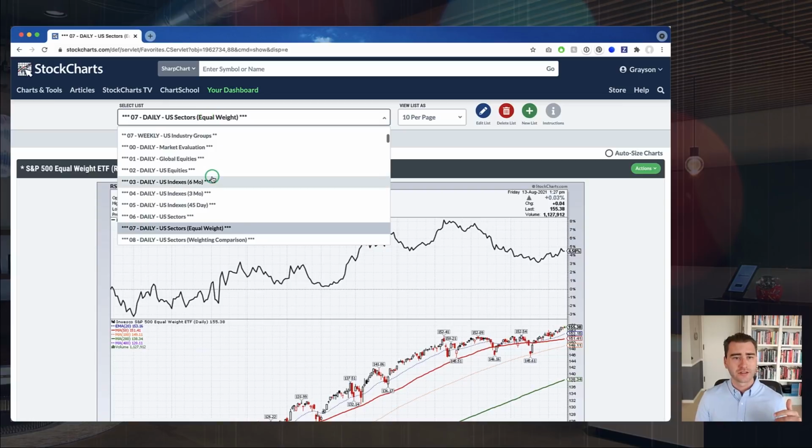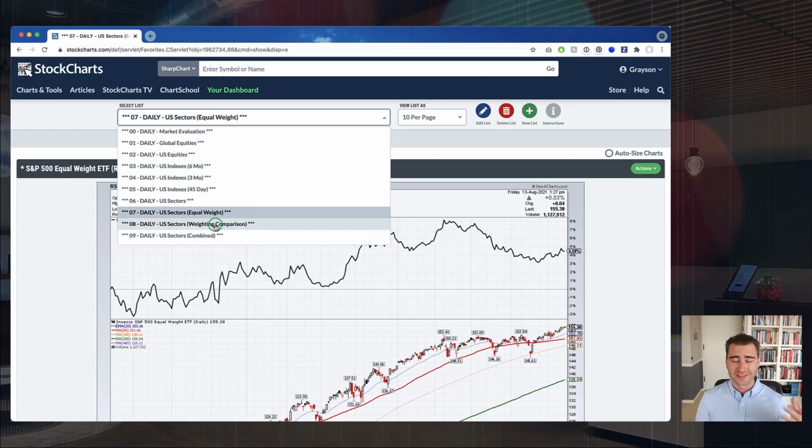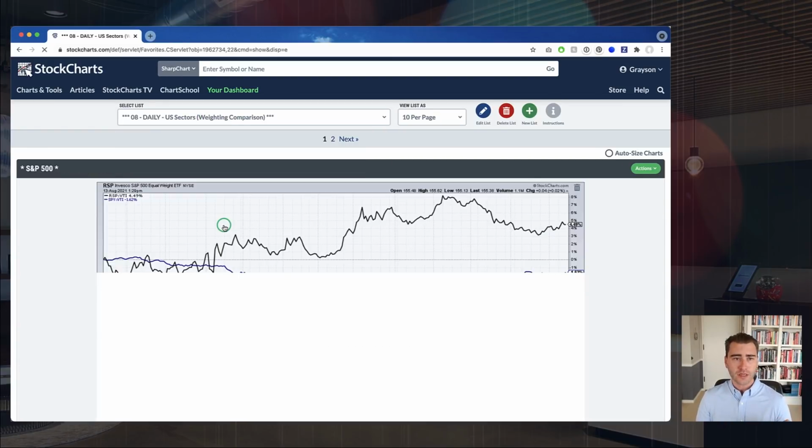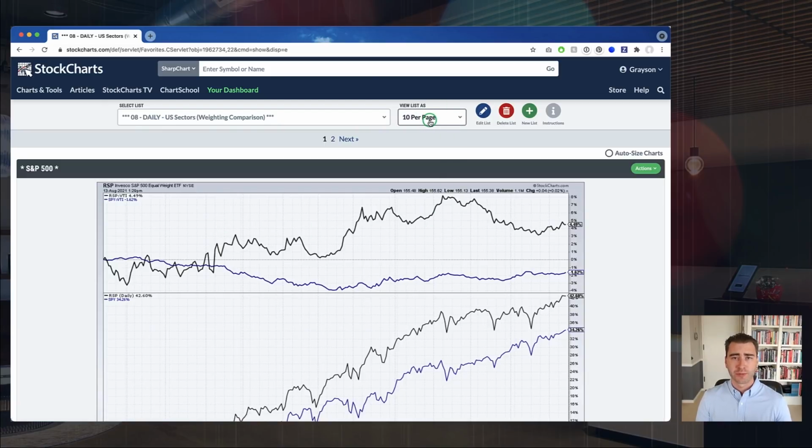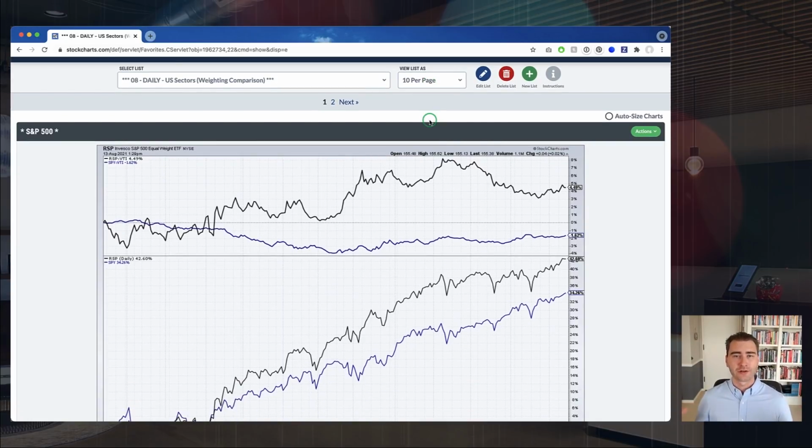So I've actually got a list that I call my weighting comparison. That's the next list that we're going to look at. Here, we're actually on 10 per page view still, so we'll just flip right to the charts. I'm going to skip that summary view for now. Here, we're putting everything together onto one chart. We're putting both of those different flavors for each sector of the market that we're looking at, putting it all onto one chart.